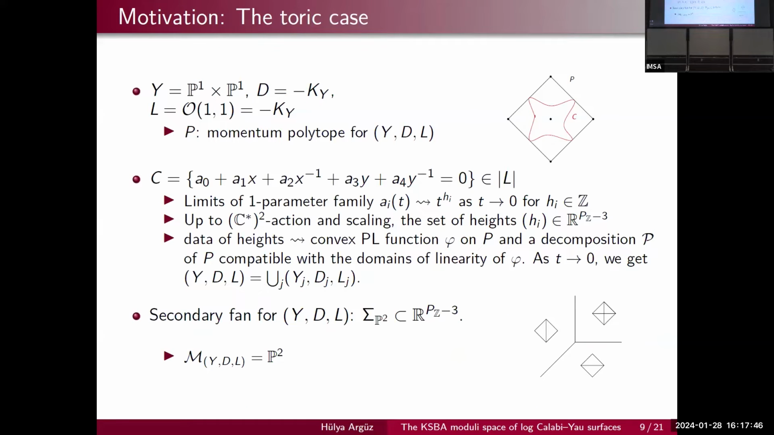Okay, so here is a more concrete motivation in the toric situation. Consider Y, the toric variety given by the product of two copies of P1, and assume your divisor D is minus K_Y, and fix your ample line bundle L also to be minus K_Y. Here I drew P, the moment polytope associated to this Y. Here I try to explain why the KSP moduli space should have to do with the complex moduli and the degenerations of (Y,D,L). If you look at the KSP moduli space, you're looking at curves C inside the linear system of this L, which means your curves C are given by the vanishing locus of such an equation whose Newton polytope is P, with some coefficients a_i.